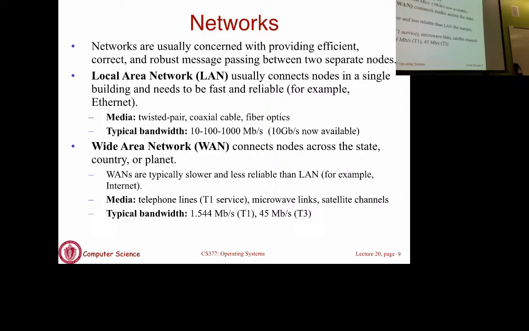Wide area networks, on the other hand, also called WANs, are networks that connect machines over much larger distances. They could be across a state, across a country, and across continents. The most prevalent example of a wide area network is the internet. Actually, the internet is not itself a wide area network, but it's a collection of wide area networks that are themselves interconnected. So it's a network of networks, but you can think of it loosely as a wide area network that spans the entire globe.